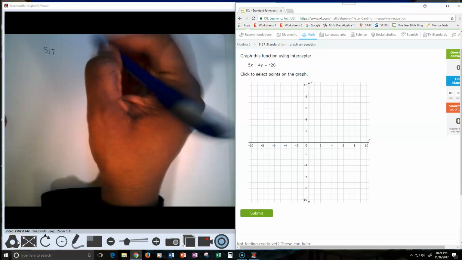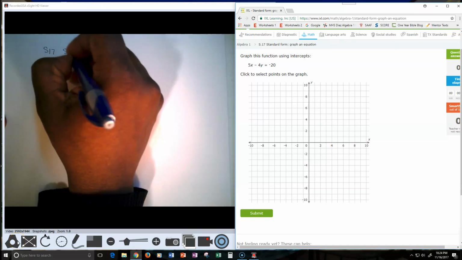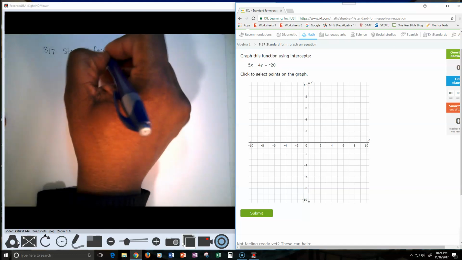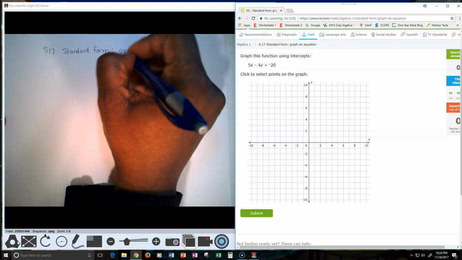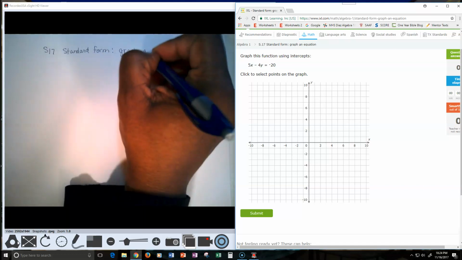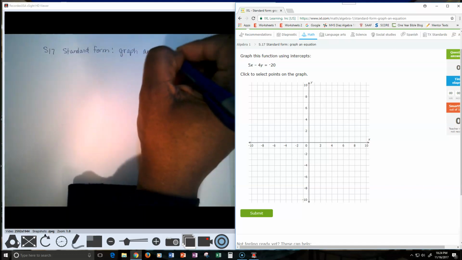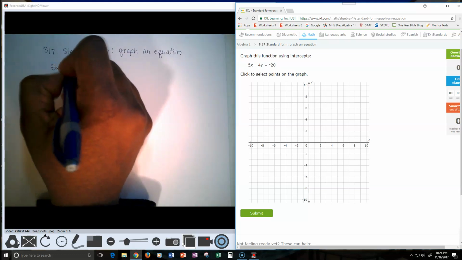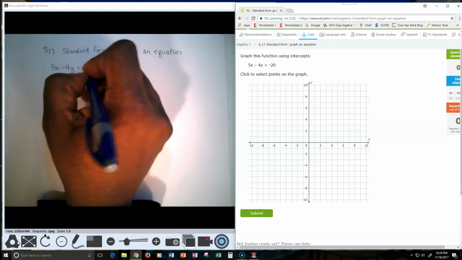Right, so we're working with standard form, and we're going to graph an equation. As we look at our equation, we have 5x minus 4y is equal to negative 20.